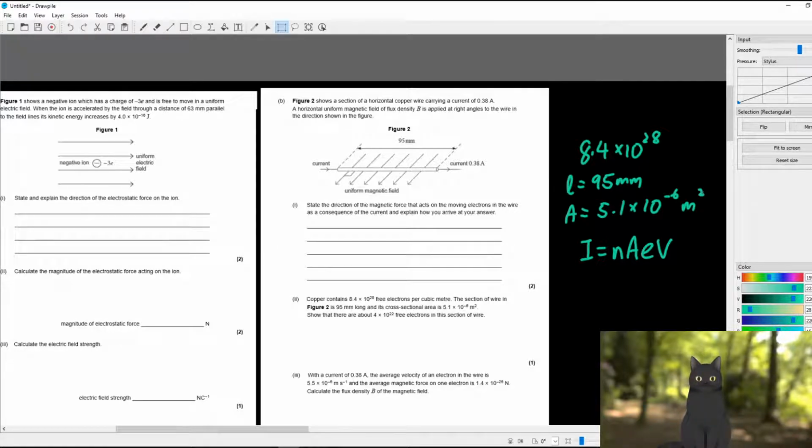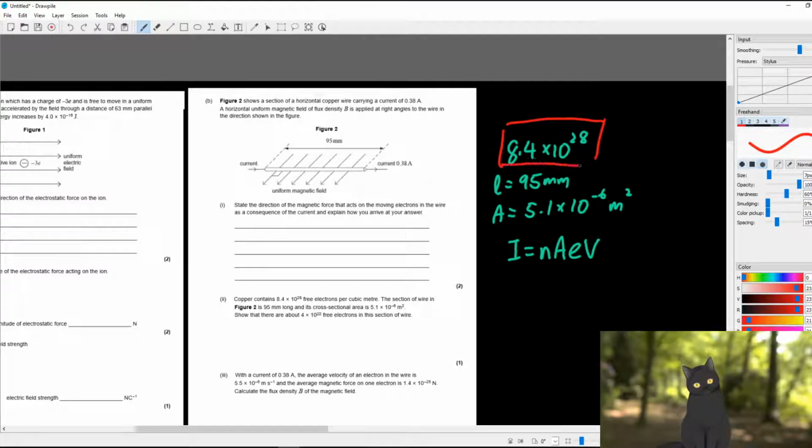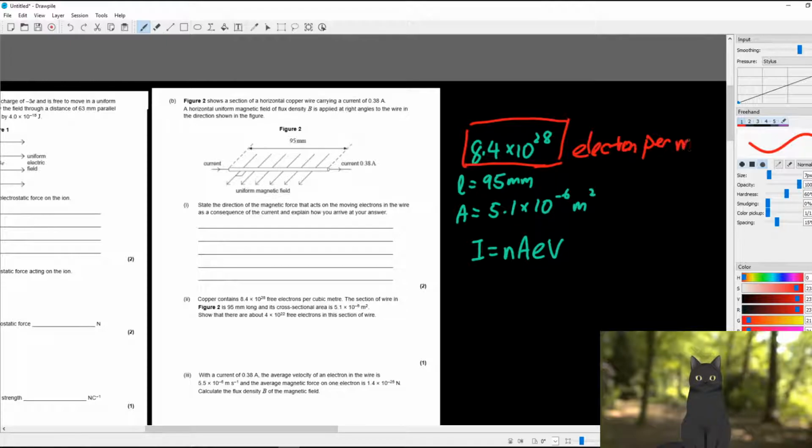The keyword lies in the first part. Copper contains 8.4 times 10 to the power of 28 free electrons per cubic meter. So let's highlight it in a different color. Electrons per cubic meter. So in other words, per meter cube, right? Let's try to draw a wire. How long is the wire? 95 millimeters, right?